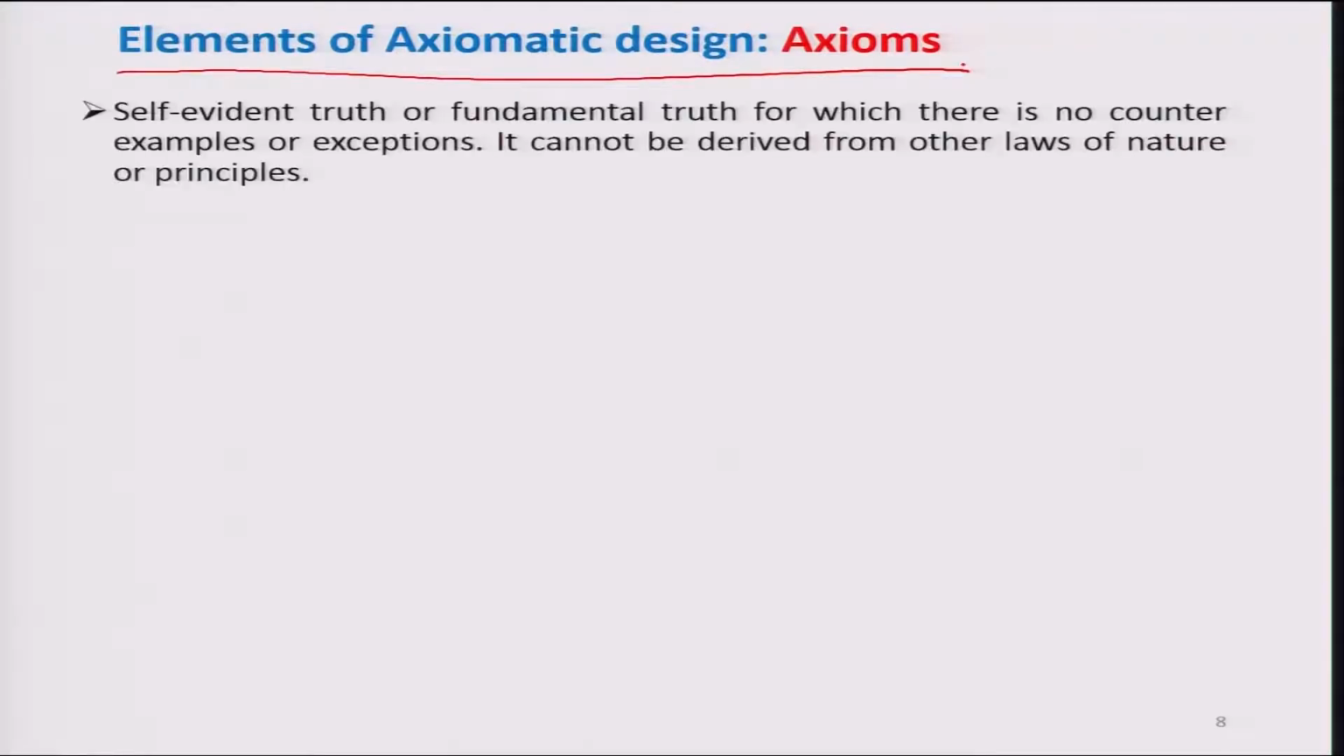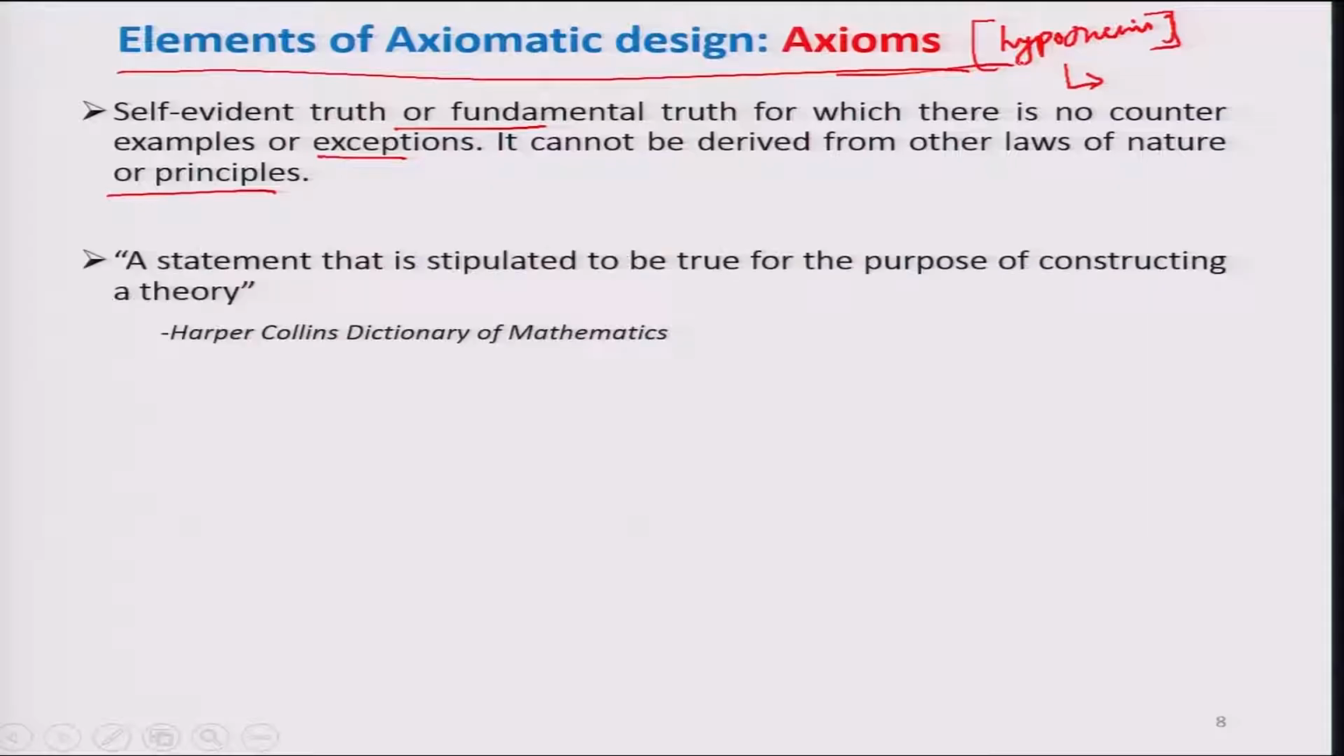So I will discuss what are the elements of axiomatic design. That is called axioms. An axiom is a self-evident truth or fundamental truth for which there are no counter examples or exceptions. It can't be derived from other laws of nature or principles. It's just a hypothesis, and it can't be supported by any law; you can't validate this hypothesis. So it's based on hypothesis.